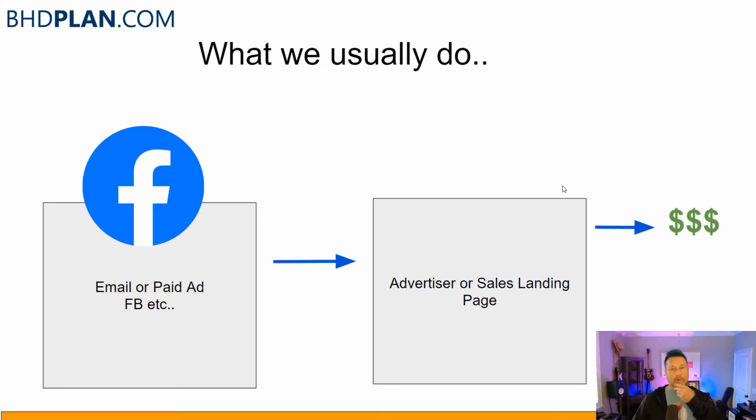So what people usually do, or what we usually do, is the old arbitrage model. And that arbitrage model is where you have your email or a paid ad. Let's just say it's a Facebook ad. The majority of people are using Facebook. I know lately people are a bit angry at Facebook with the account closures and all that, but it's still probably the most popular platform out there to use for ads, for a number of reasons, targeting, all these kinds of things.